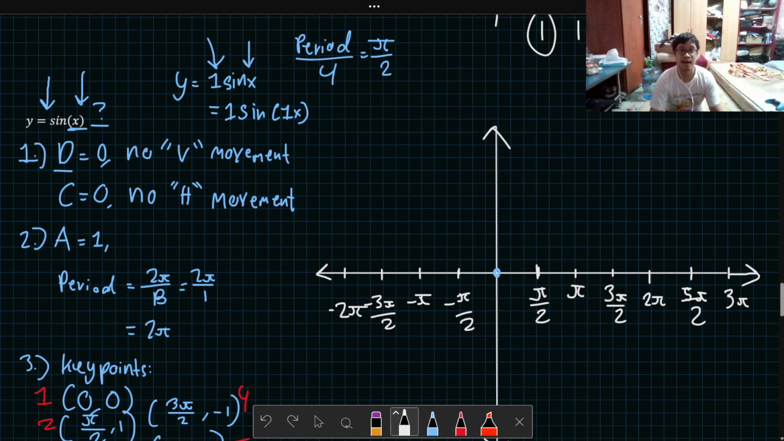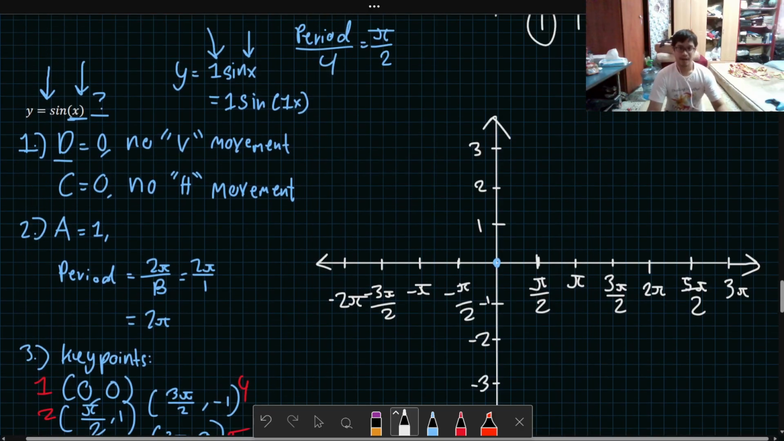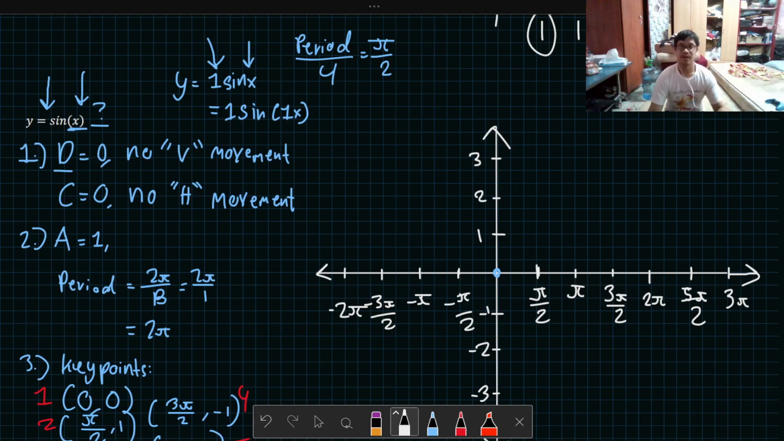So I will have 0, 1, 2, 3 going up. We'll do it also below: negative 1, negative 2, negative 3. That's it. All right, so because of that, we can now start graphing.